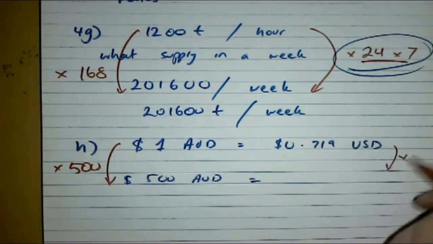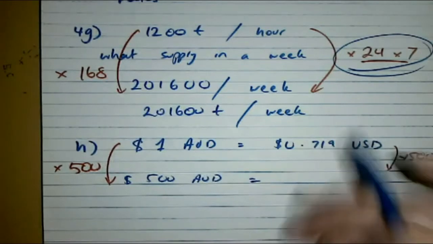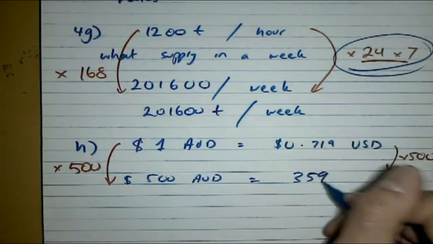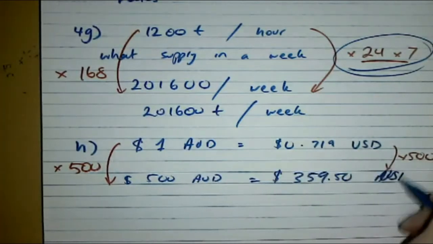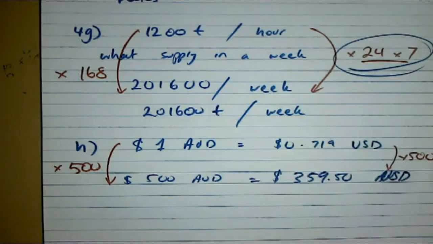And then we apply the same thing onto the right hand side. Which is $359.50 USD. Alright, thank you. Whoops. US dollars. Does that make sense? Yeah. So what you need to do is work out the jump, okay? Work out what multiplication you need to make.